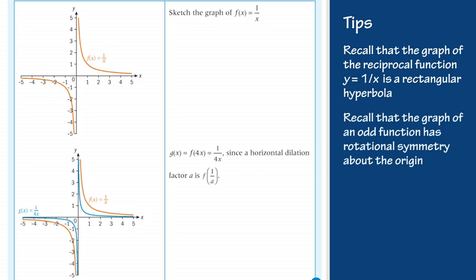Also recall that the graph of an odd function has rotational symmetry about the origin. You can therefore graph the transformed function by finding a few points in the first quadrant and rotating these points 180 degrees about the origin.